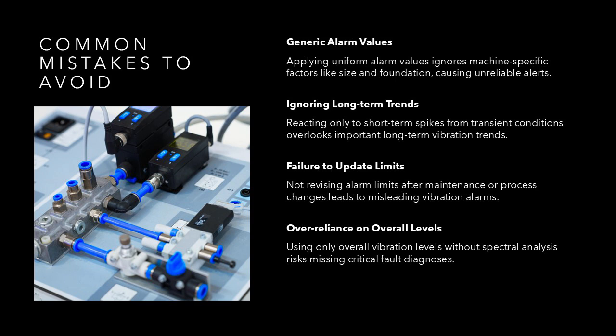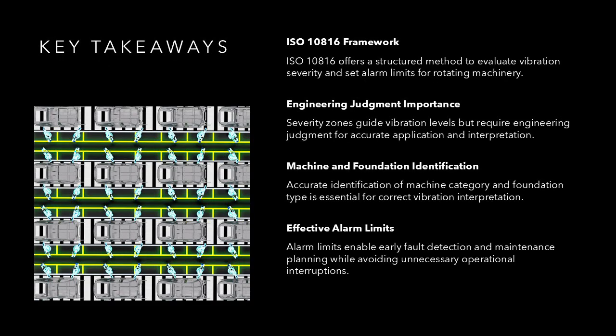This concluding slide summarizes the key messages of the presentation. ISO 10816 provides a well-established framework for evaluating vibration severity and setting alarm limits for rotating machinery. The severity zones offer guidance on acceptable, unsatisfactory, and dangerous vibration levels but must be applied with engineering judgment. Correct identification of machine category and foundation type is essential for accurate interpretation.